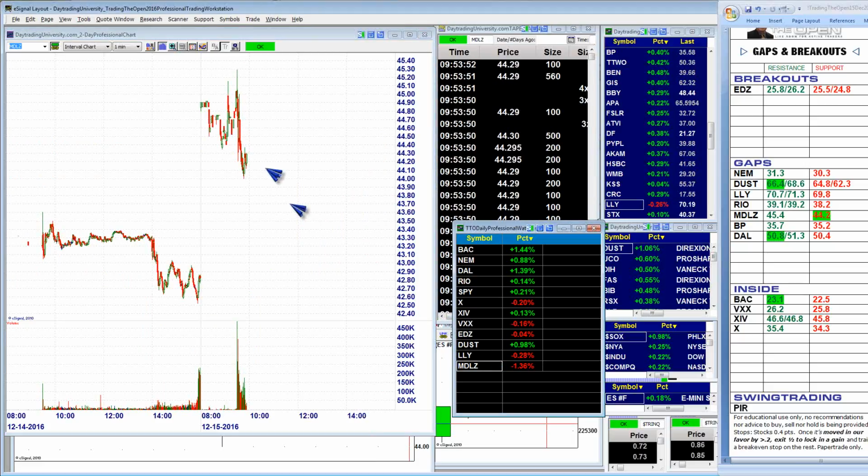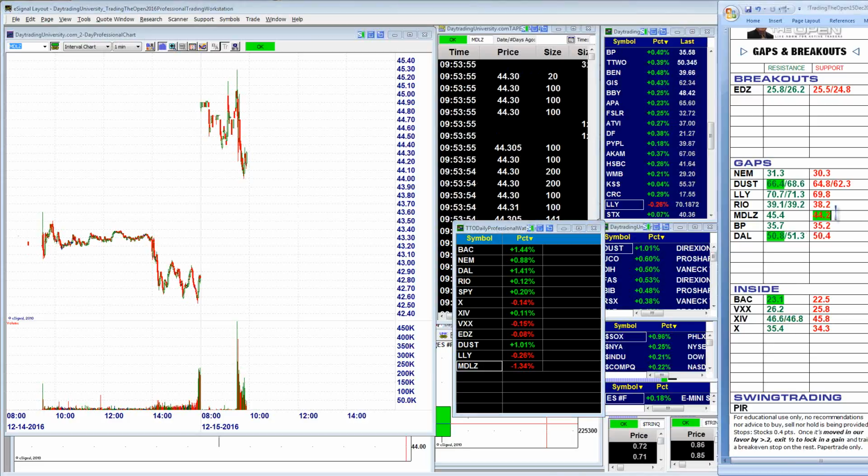MDLZ drooping here. 44.20 had been the short. We'd covered it scratch. I would reshort it if it gets down to, say, 43.90, a loss of the whole number. Let's tighten in a bounce long like we did for Eli Lilly. We'll also tighten in a bounce long.